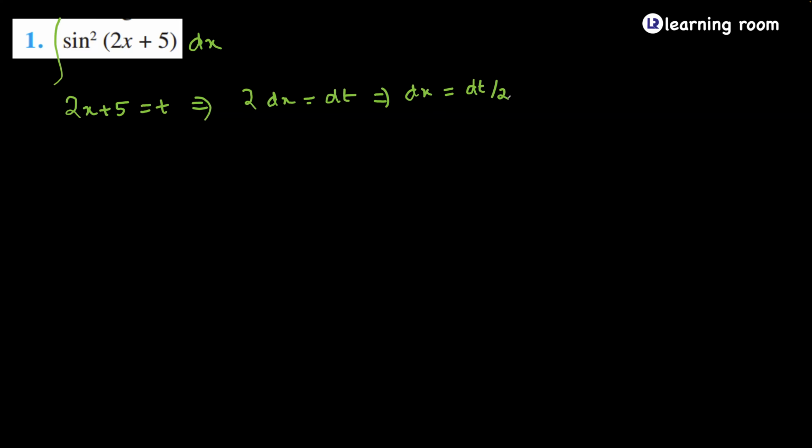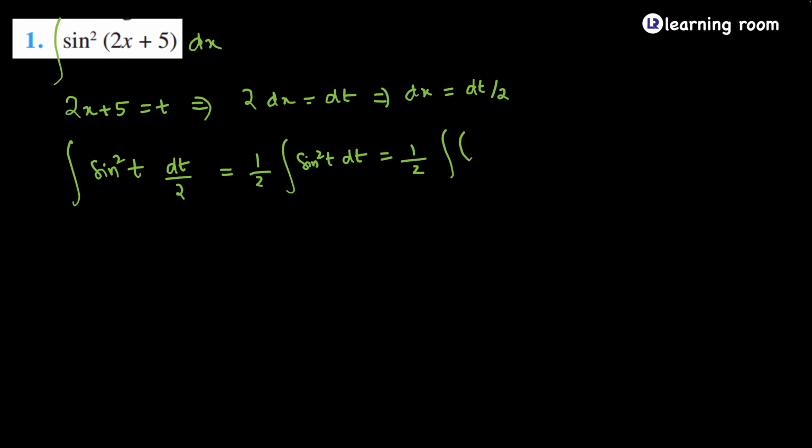So what will happen here? It will be the integral of sine square t, and dx is going to be dt by 2. So what will the answer be? 1/2 times the integral of sine square t dt. You can write it as (1 - cos 2t)/2 times dt.